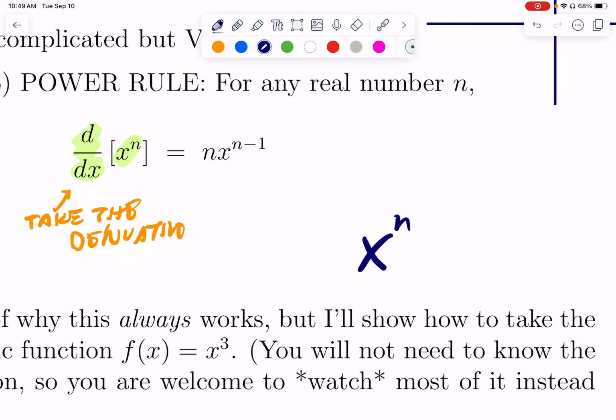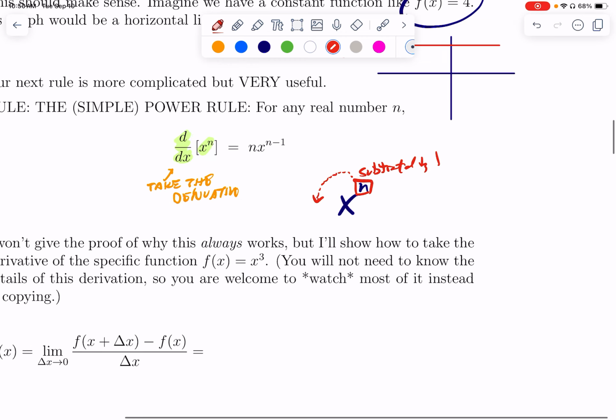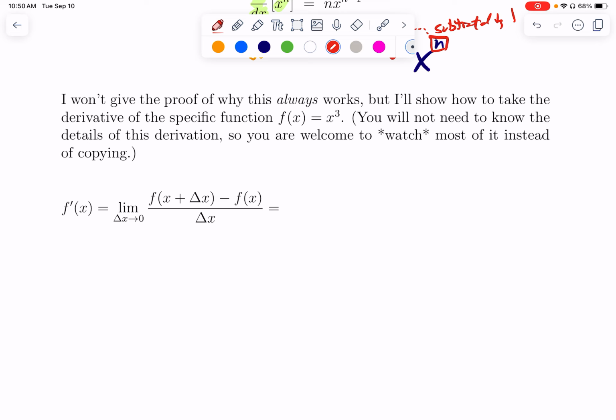The way people think about this sometimes is I have x to the n, and we kind of think this n travels in front and gets subtracted by 1. And we'll see a bunch of examples in a second. I'm not going to prove to you why this always works. I'm going to show you one example, and then we'll just kind of buy in that all of the others can be proved. It gets very tedious. So this is where you probably just want to watch the one and then trust that everything else works out. And this proof here is a little bit tedious, so we're not going to have to go through all of the details.